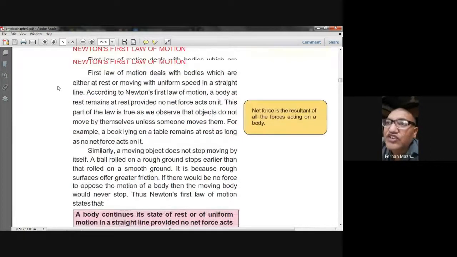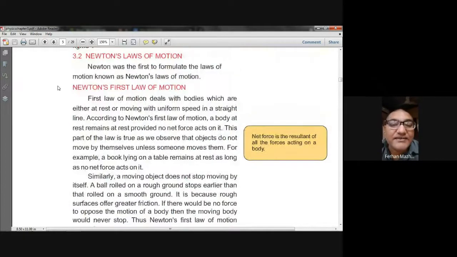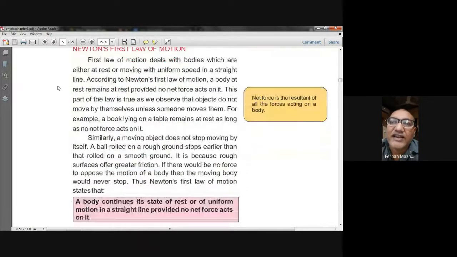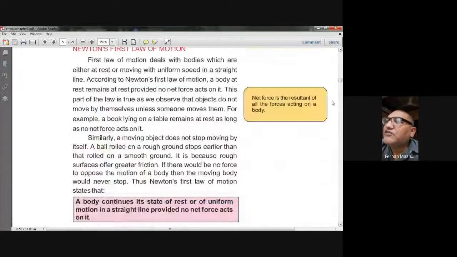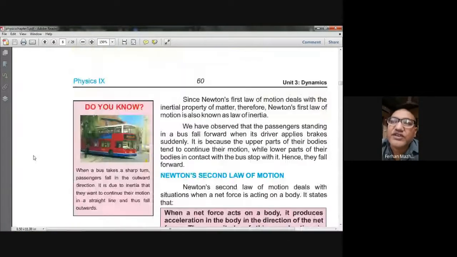So that was Newton's first law of motion. Do you understand this? Do you understand? Did you get the idea of what Newton's first law of motion is? Yes, sir. Okay. Net force is the resultant of all the forces acting on a body. Okay. Net force means the resultant of all the forces.